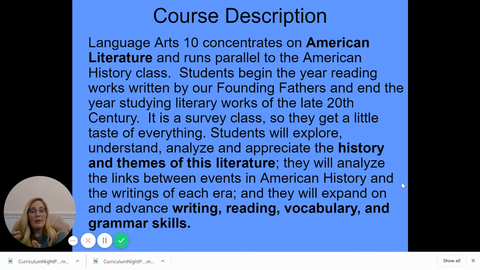What I love about that in particular, though, is that it's running parallel to their American history class. So when they're learning, typically right within a few weeks, whether they're in regular U.S. history or AP U.S. history, within a few weeks of learning something in their history class, they're also touching on it in LA10, which I think is kind of cool. We can draw a lot of those connections.